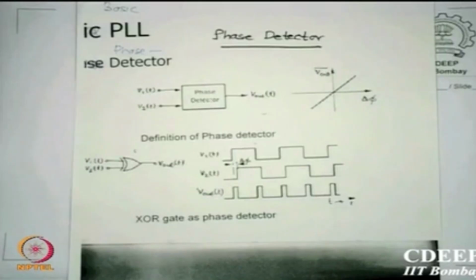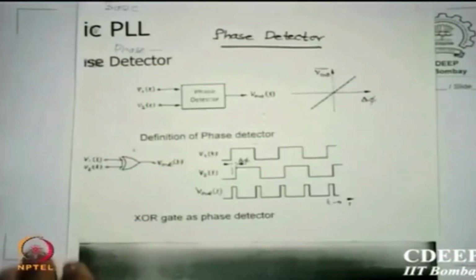Is that correct? How do you take the average? Filter. Okay, so you will get only the average value of that. That value you feed to V control and adjust your frequency. Is that okay? The point is trivial, but that's what it is. I just copied from Razavi, okay, some other things. This is of course trivial.